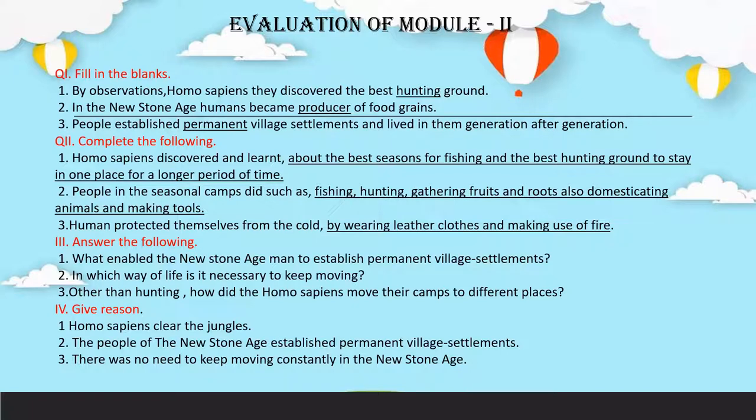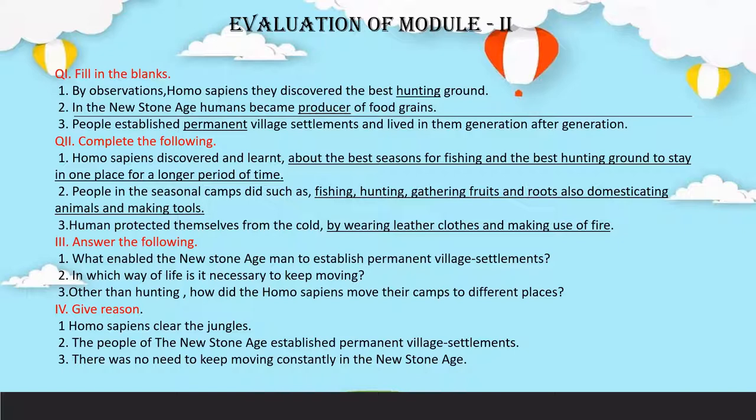Evaluation of module 2. Fill in the blanks. By observation, Homo sapiens discovered the dash ground. Answer: hunting. In the new stone age, humans became dash of food grains. Answer: producer. People established their village settlements and lived in them generation after generation. Answer: permanent.